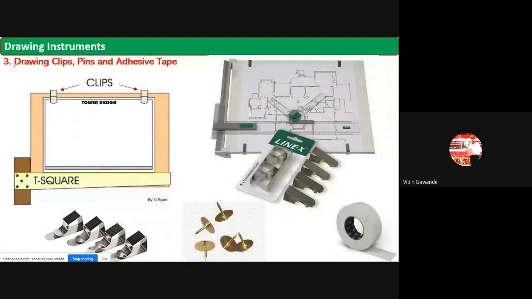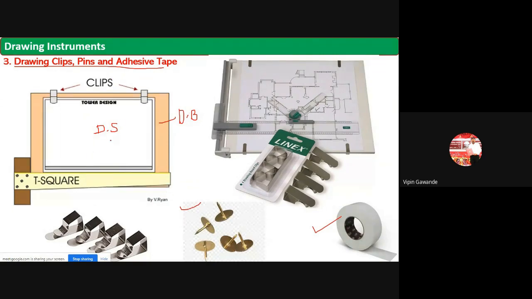The drawing clips and pins are used for fixing the drawing sheet on the drawing board. This is our drawing board and this is our drawing sheet. We fix the drawing sheet on the drawing board using the clips. The alternatives are pins and adhesive tape.